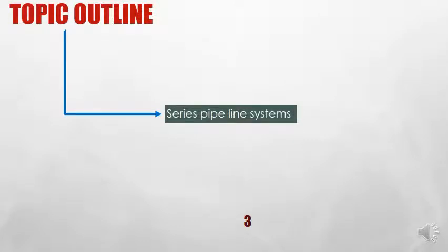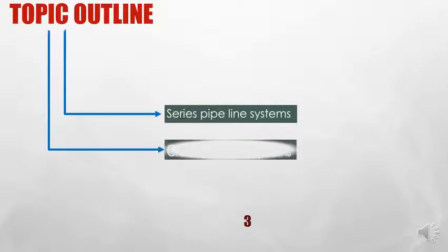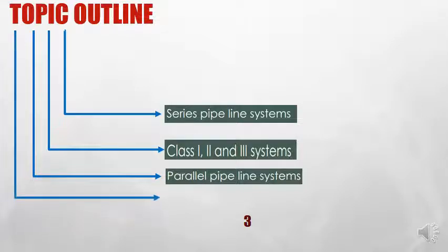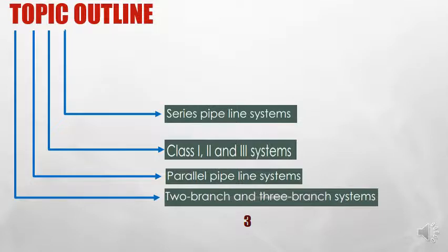First of all, I will explain to you what is the series pipeline system, and next, you'll be able to identify or classify the series pipeline, whether it is a class 1, class 2, or class 3 system. After that, we're going to discuss what is the parallel pipeline system, and under parallel pipeline system, we're going to discuss the two branch and three branch systems.